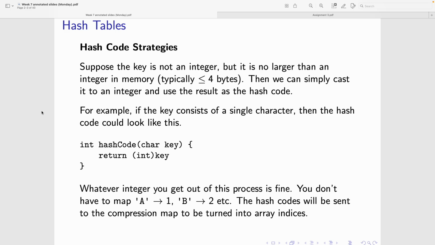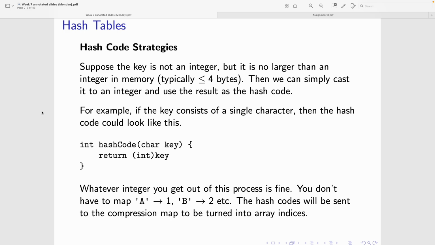We're going to talk about hash codes first. If the key associated with the data you're inserting into a hash table is an integer, then the hash code is trivial. Just literally return the integer that you're given. And then, like I mentioned before, non-integer keys, such as strings, are a bit more complicated.